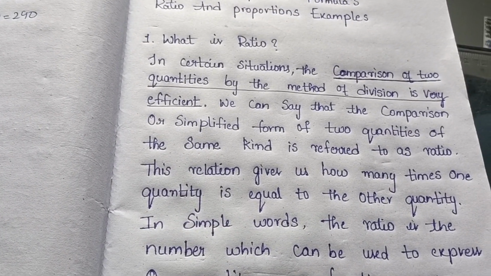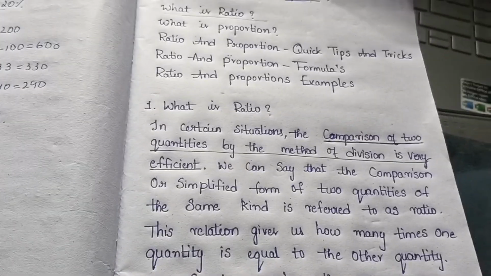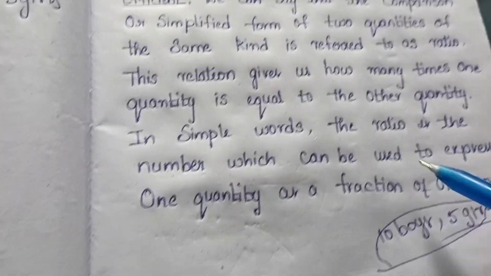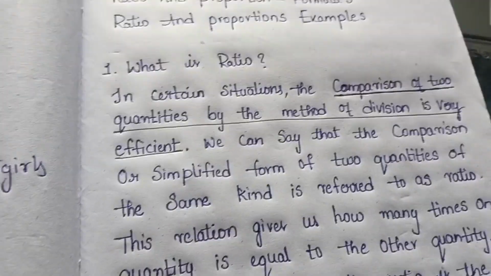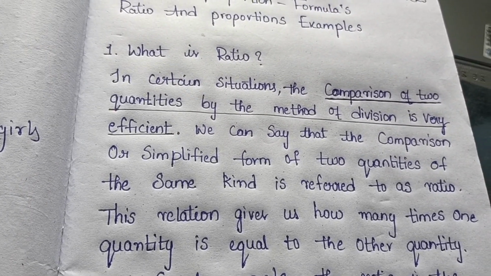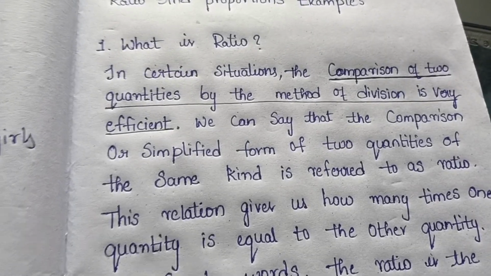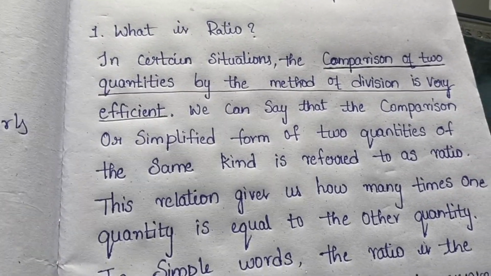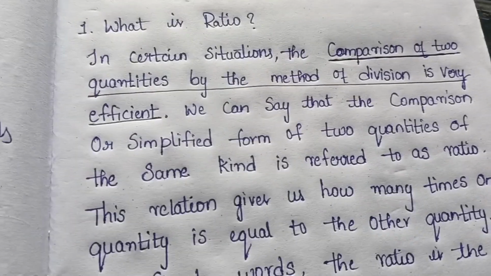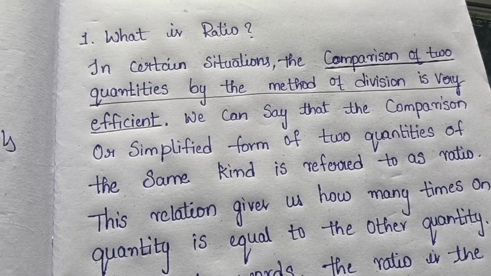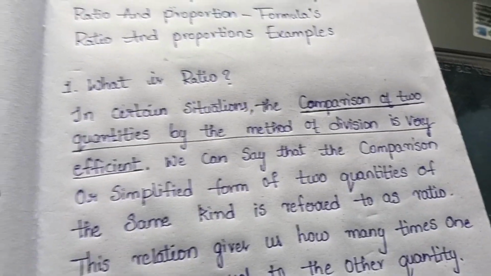Before learning the definition, let us understand it through a simple real life example. Suppose there are 10 boys and 5 girls in the classroom. Now if someone asks what is the relation between the number of boys and girls? Instead of saying there are 10 boys and 5 girls, we simply compare them. This comparison is called a ratio. So ratio simply tells us how many times one quantity is compared to another quantity.